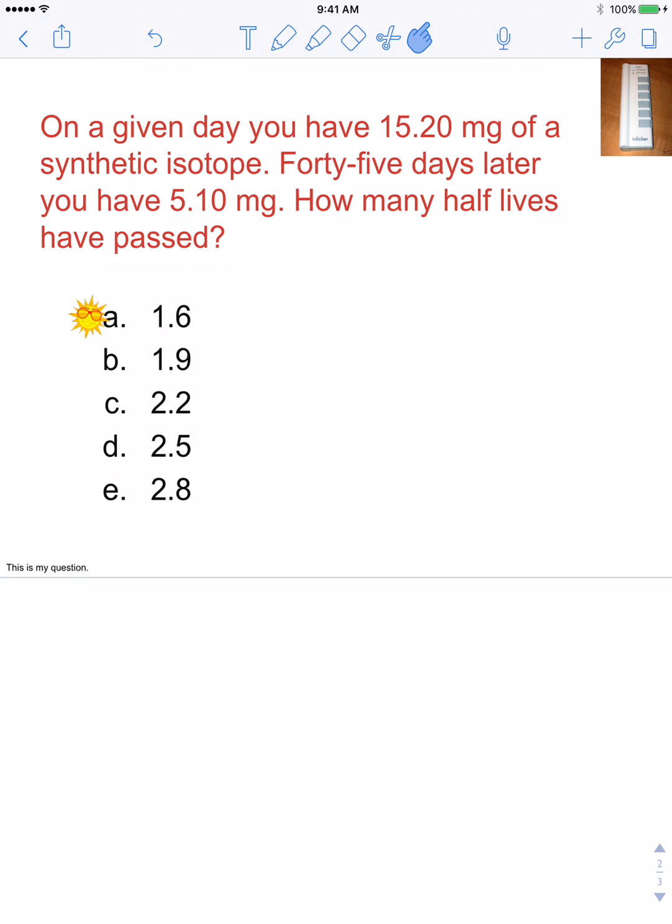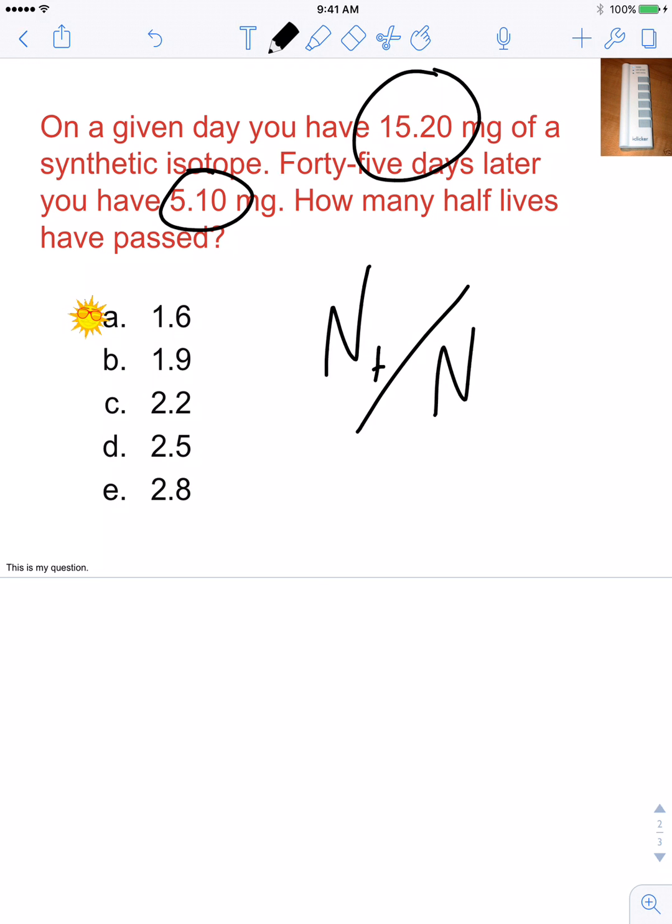So with this particular problem we were looking at, it gives us the amount that we started with, the amount original, and then we have the amount after a certain amount of time. And so we just set that up. It's easiest if you use that one that has the amount over a certain time over the amount original, and then you just solve. It's pretty simple. So Nt over N0 equals.